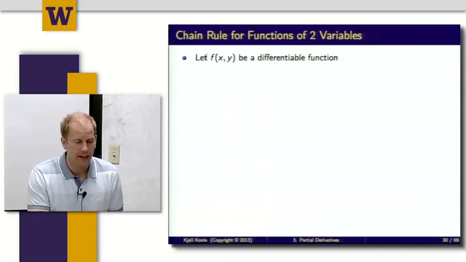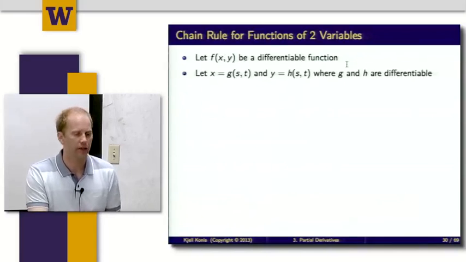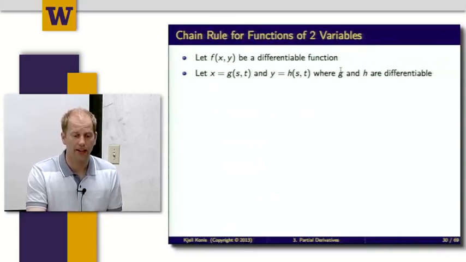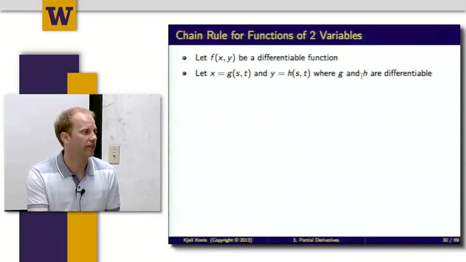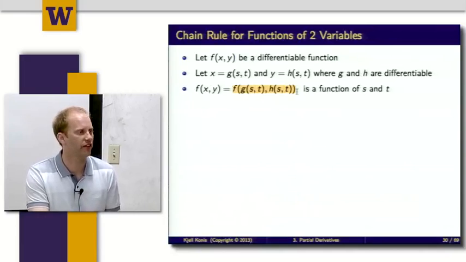Okay, and so now we'll let, again, f of x y be a differentiable function. But now we're going to allow x to be a function of two other variables and y to be a function of the same two other variables. So we can write x as a function of s and t and y as a function of s and t. And here g and h, these functions that give me x and y, also need to be differentiable functions. So then if I rewrite the function like this, I can think of my function f as a function of s and t.